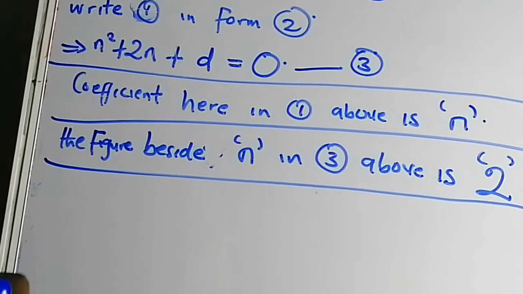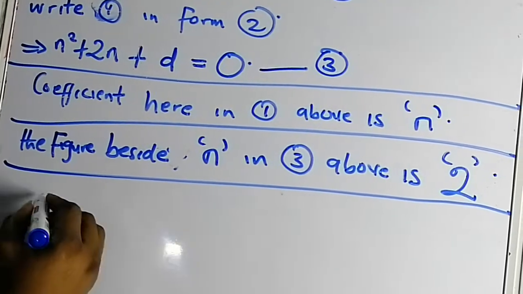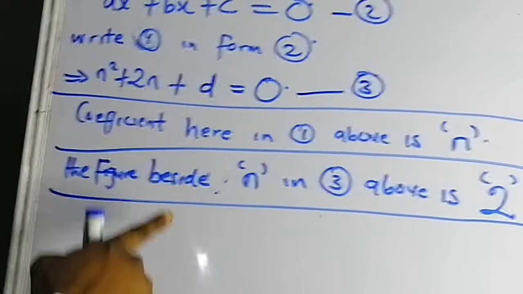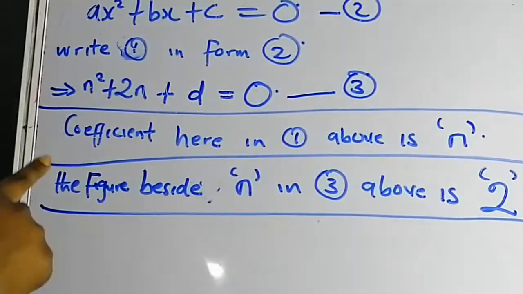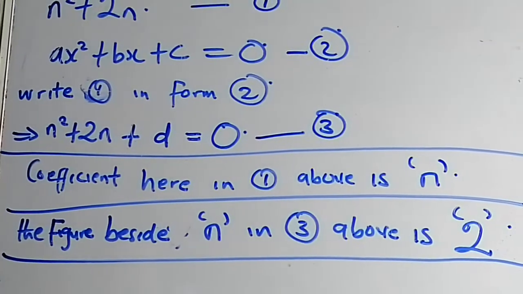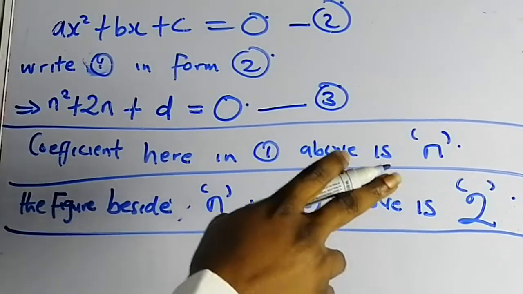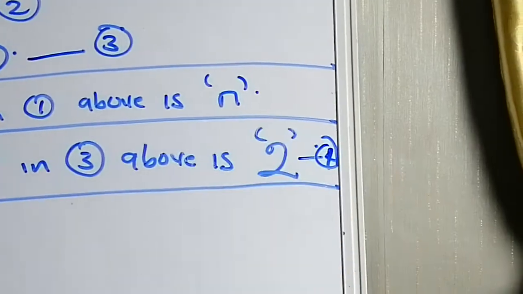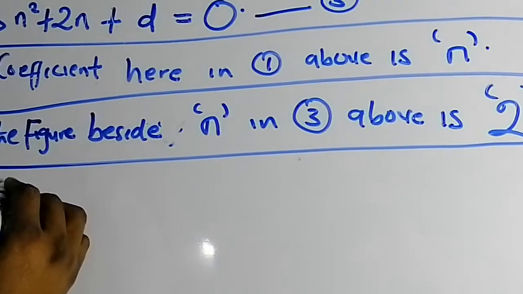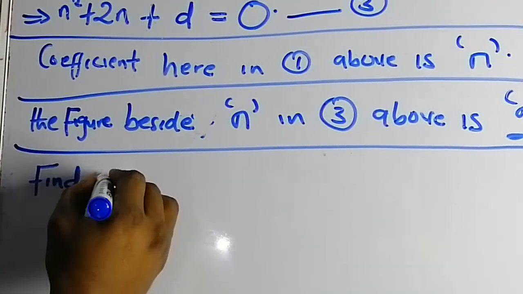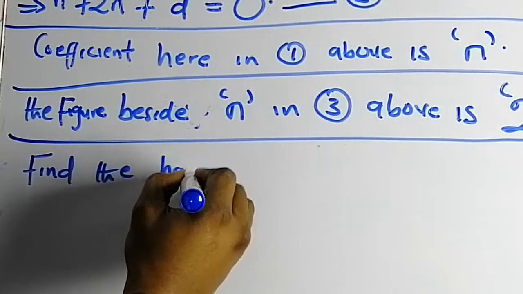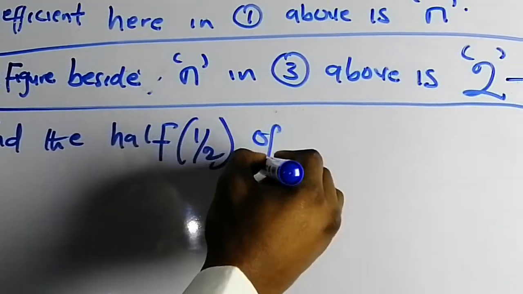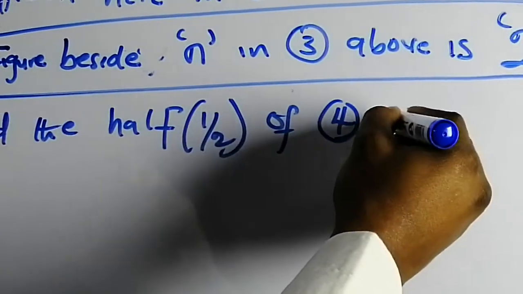So what's the next step? The next step is that we should find half of the figure beside n. Find half of the figure beside n. So let's name this as 4. You now find the half, which is 1 over 2, of 4 above.